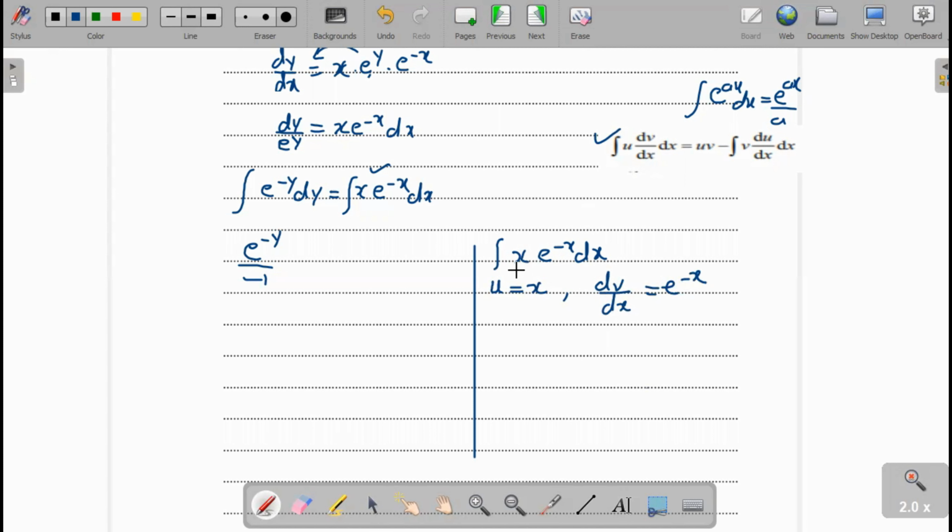Now firstly we find du over dx, which will be equal to 1. Second, we can write dv equal to e power minus x into dx. Now we integrate.